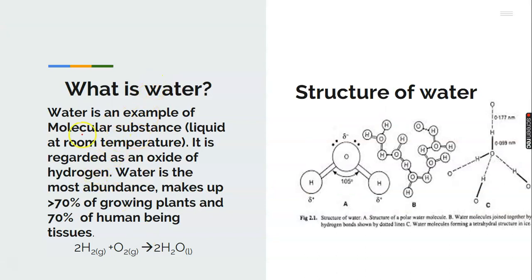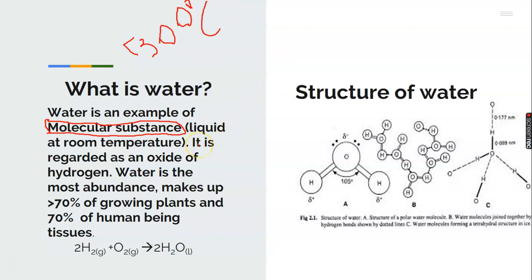Water is an example of a molecular substance. A molecular substance is a substance that is usually liquid at room temperature. That means it's usually liquid at room temperature. It has less than 300 degrees Celsius. Celsius is a metric grade that is being used in place of centigrade.